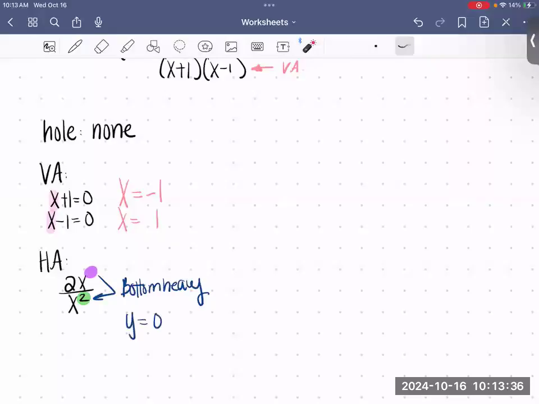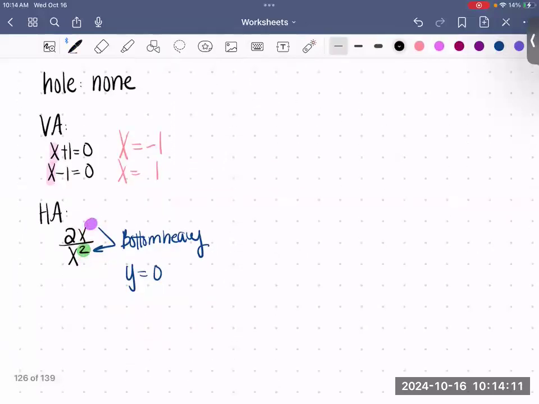Now, the third case is if it was top heavy. So let's say we had 2 here and a 1 down below. That just means that we will not have a horizontal asymptote. However, that does open the door to tell us that we could have a slant asymptote. That is only if the degree above and below are only off by 1. That is only when the degree of your numerator is exactly 1 larger than the degree down below. So for us, we have that bottom heavy case. So we have a horizontal asymptote at y equals 0.